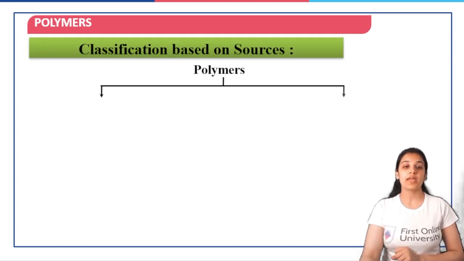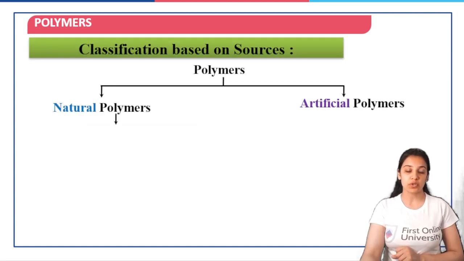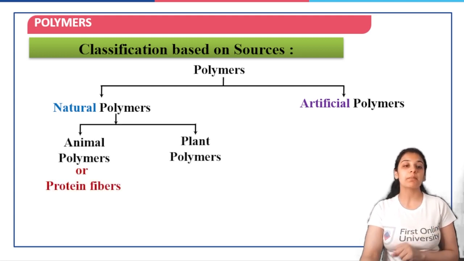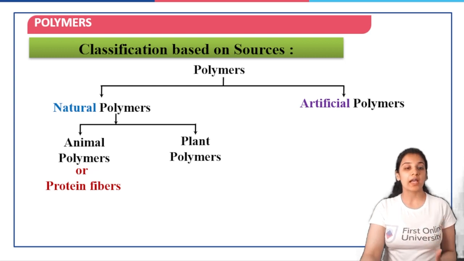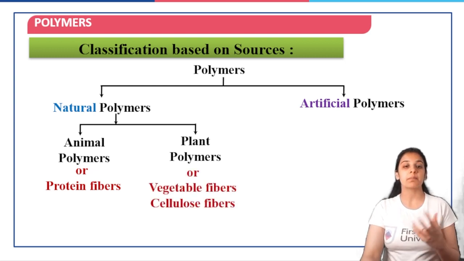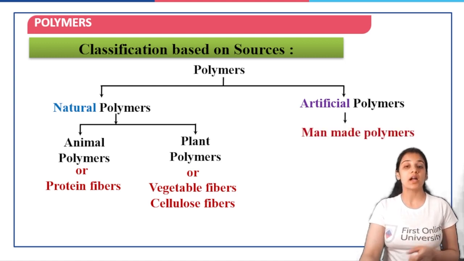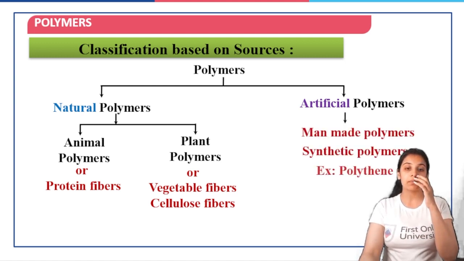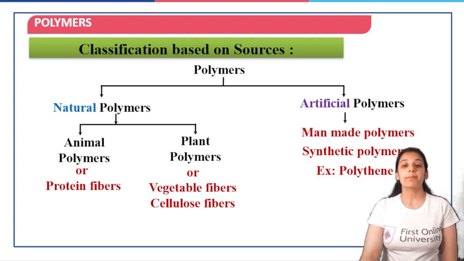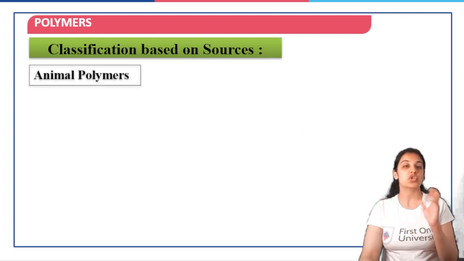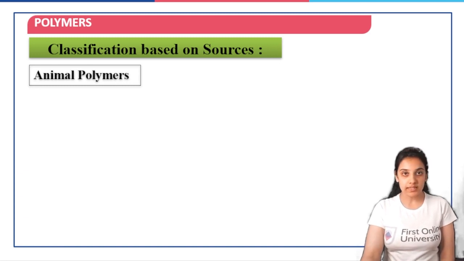So, when we have divided it into natural and artificial polymers, natural polymers can be further classified into animal polymers and plant polymers, or we also call animal polymers protein fibers and plant polymers vegetable fibers or cellulose fibers. Then artificial polymers can be man-made polymers, synthetic polymers, for example, polythene. So let's look at these further classifications or sub-classifications in greater detail now.